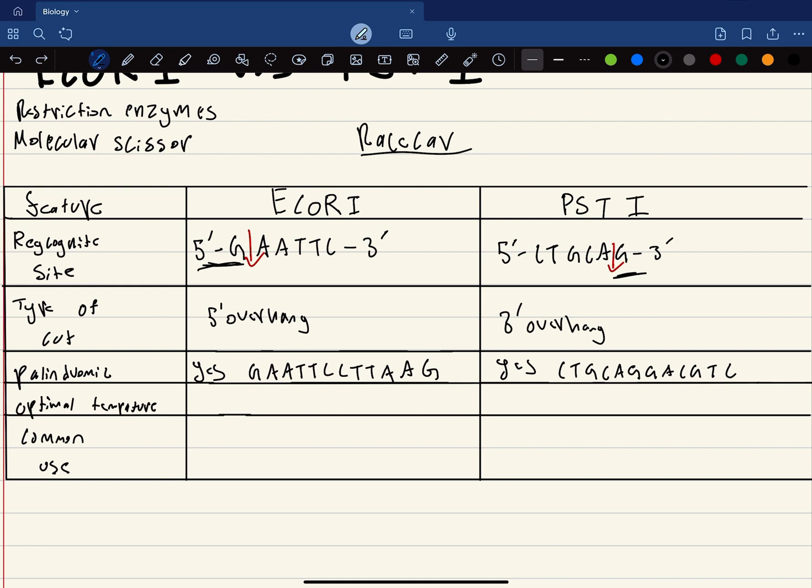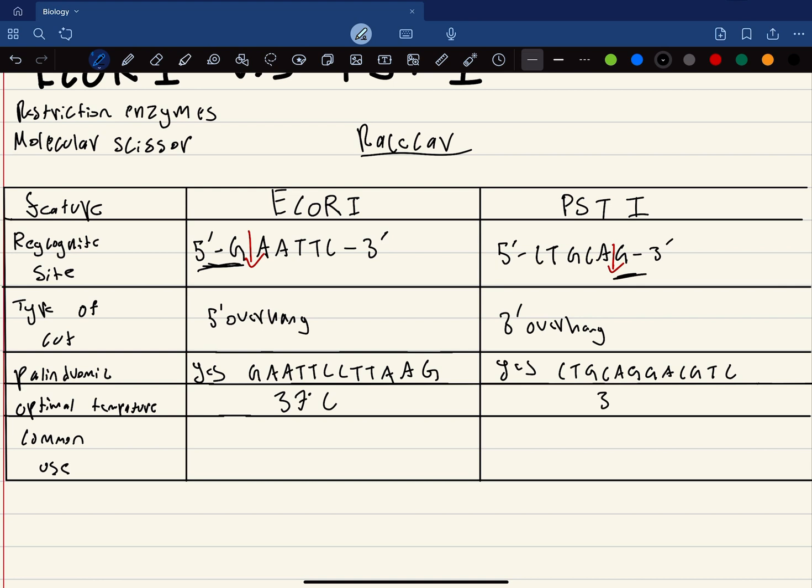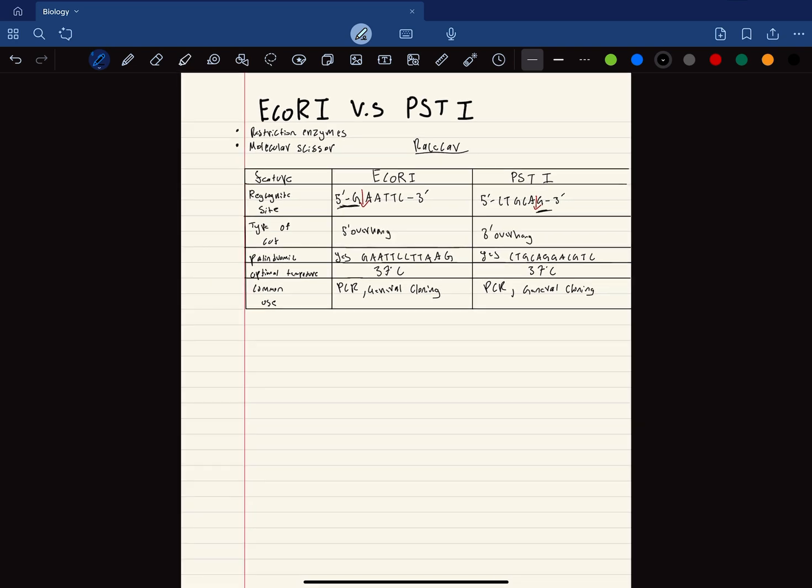Okay, next, optimal temperature. They both work optimally at 37 degrees Celsius. That's quite self-explanatory. And common use, the most common use, I'll say PCR. If you're getting specific fragments, you can look at them and compare DNA sequences. But it's also used for general cloning, for both of them. And a lot of molecular biology, I would say, has implications of both of these restriction enzymes. That's how I learned about it as well, mostly in the lab.